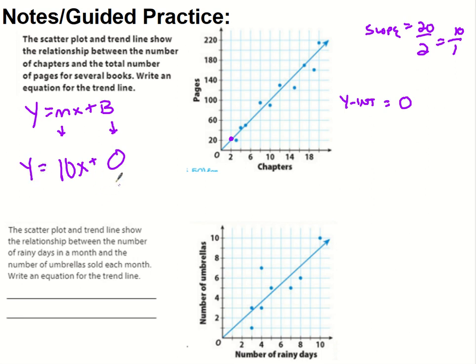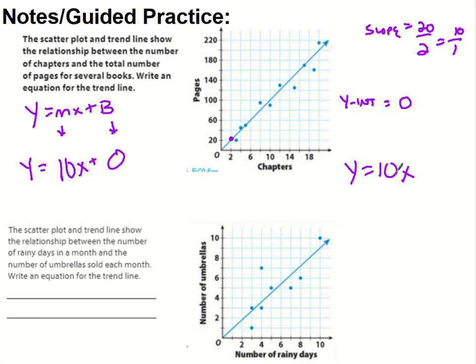So if there's 2 chapters, we're assuming there's going to be about 20 pages. So 10 pages per single chapter. So that would be the slope of this line. So my trend line is y equals 10x, and this is 10 pages per chapter.